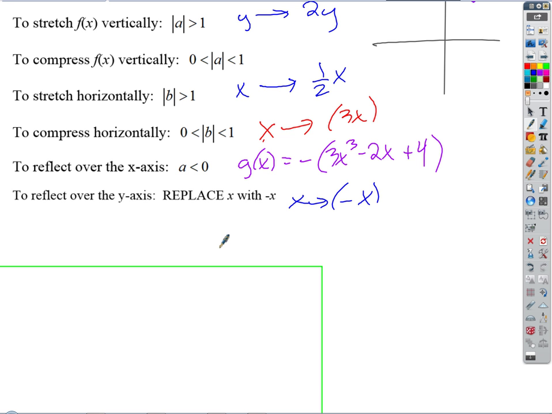So we'd end up with g of x equals 3 times -x cubed minus 2 times -x plus 4. And I can simplify that, but that's the transformation. Make sense? Okay. That's the way I'm used to teaching it.